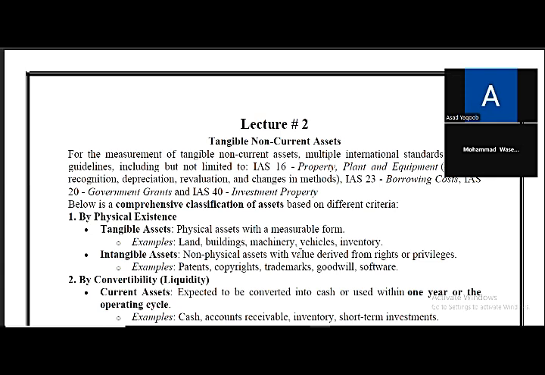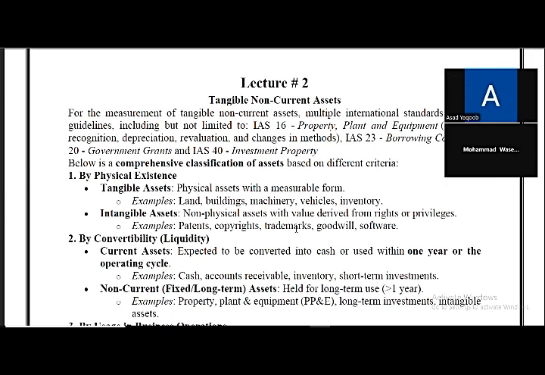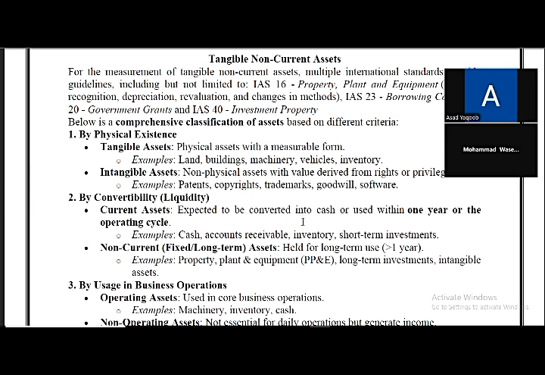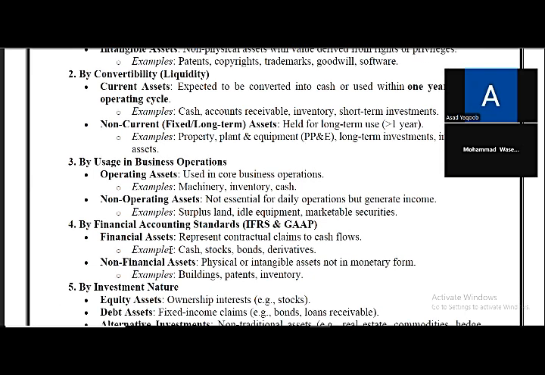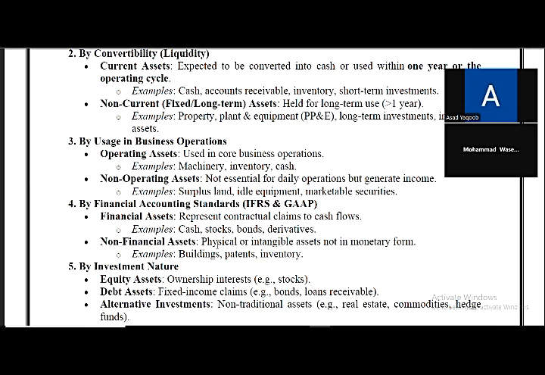Okay. So we studied the classification of assets, which in financial statements we normally do on the basis of physical existence, which is tangible and intangible assets, right? There is also a classification of convertibility, which is related to liquidity, current assets and non-current assets. Then on the basis of usage, that is operating assets and non-operating assets. Then we also have a classification based on IFRS and GAAP, which is financial assets and non-financial assets.